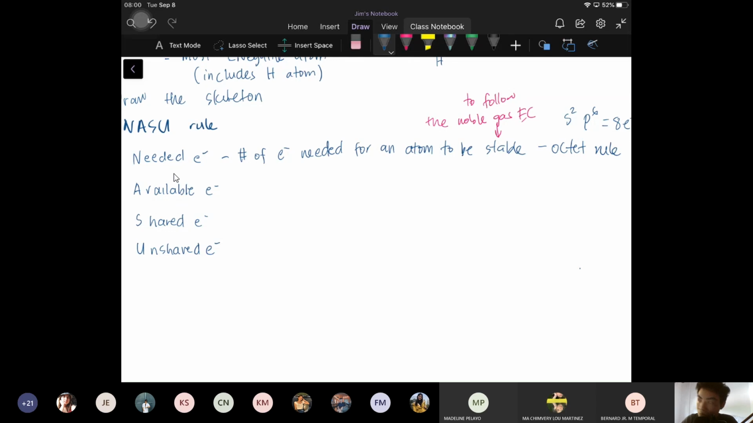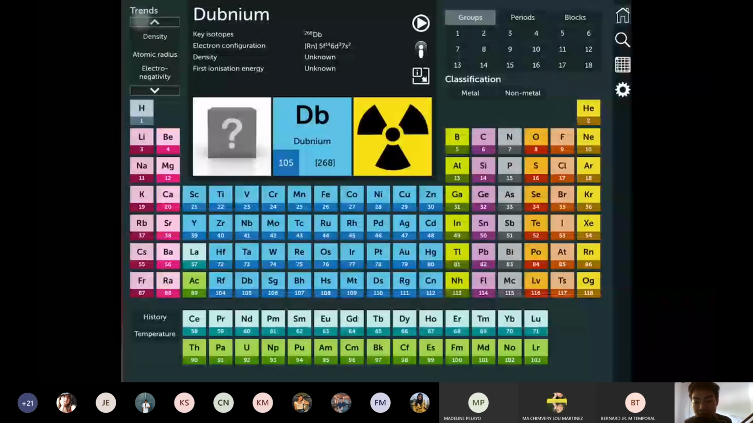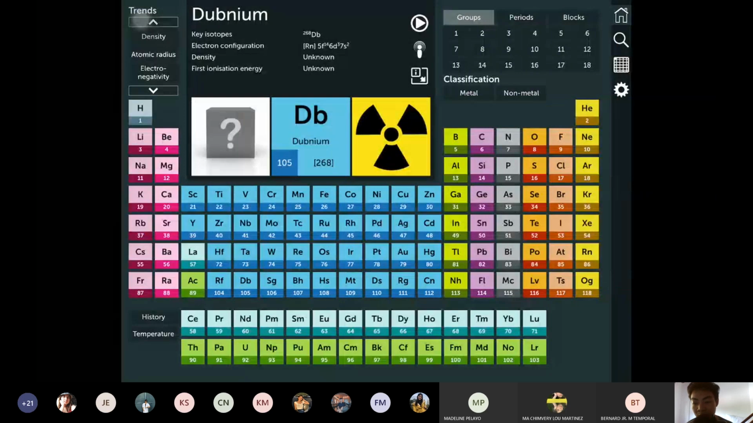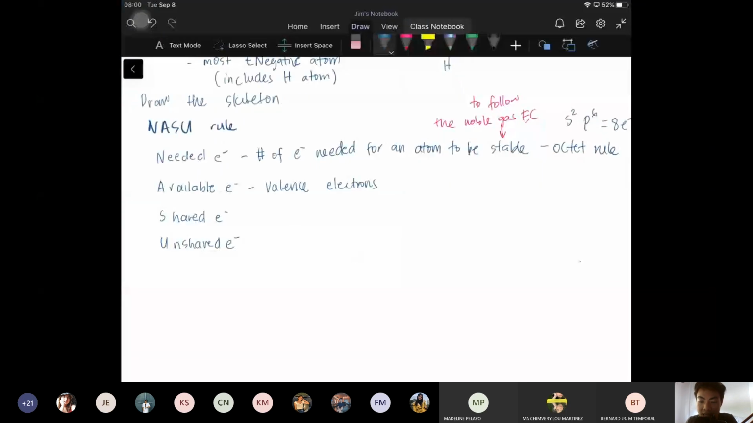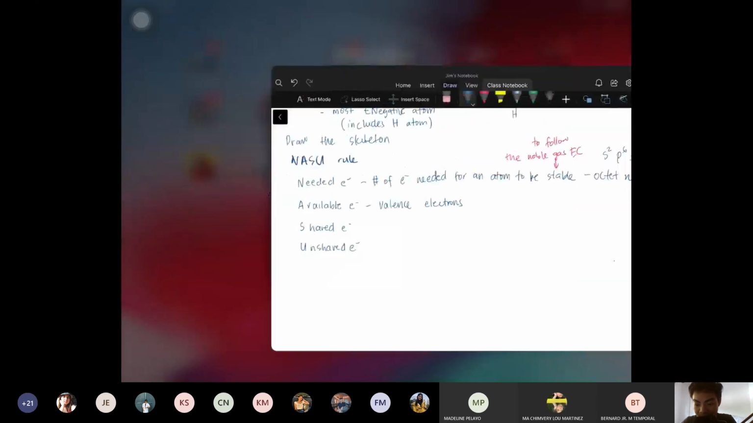A, available. When we say available electron, this pertains to the valence electrons. Now, sir, what is a valence electron? Valence electrons are the electrons found in the outer shell of your atom. Meaning nun, sila yung electrons on the outer part ng atom. Kasi dalawa yung uri ng electrons eh. We have the inner electrons and the outer electrons.